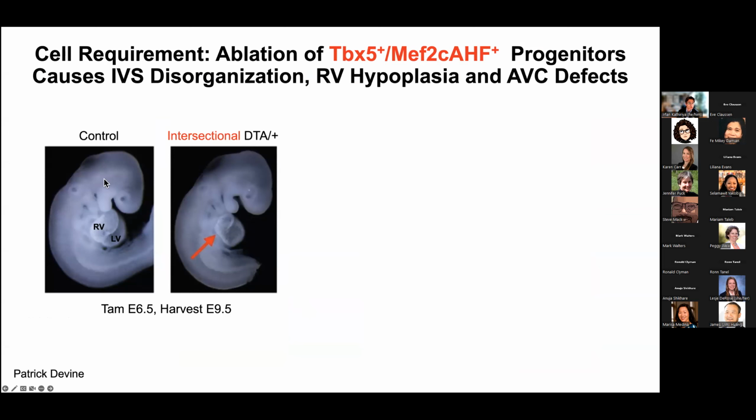So here in control, we're looking at a mouse embryo. Here's the developing mouse heart just after looping. You have the left ventricle and the right ventricle. Here's the outflow tract.